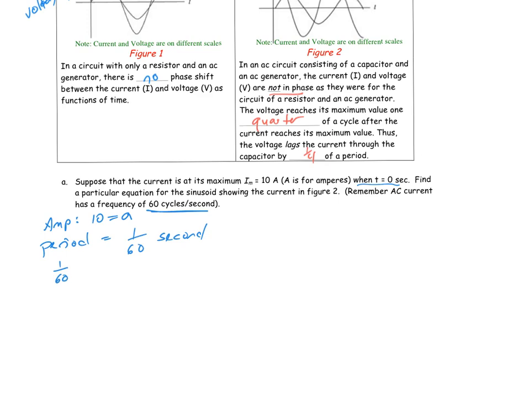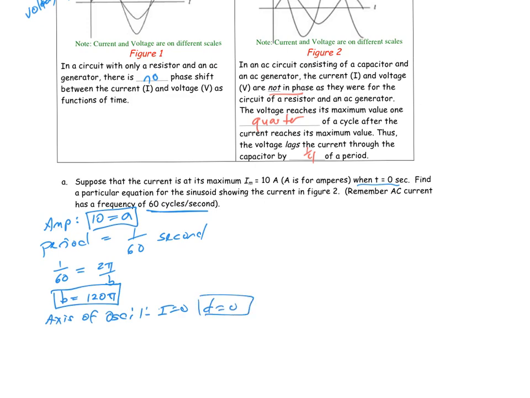So now we can find B. The period, 1/60, is equal to 2 pi over B. Now we can cross multiply. So B is equal to 120 pi. So that's our value for B. So we know A and B. And now we want to write the equation. Oh, the axis of oscillation is at y equals 0. So in this case, it's actually I equals 0. So there's no vertical shift. So we're ready to write the equation.